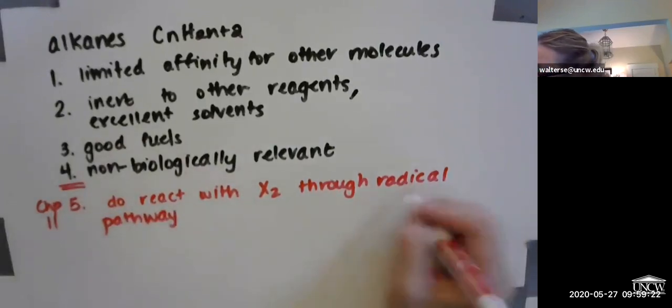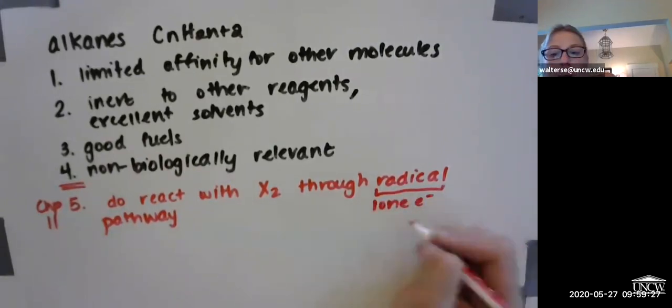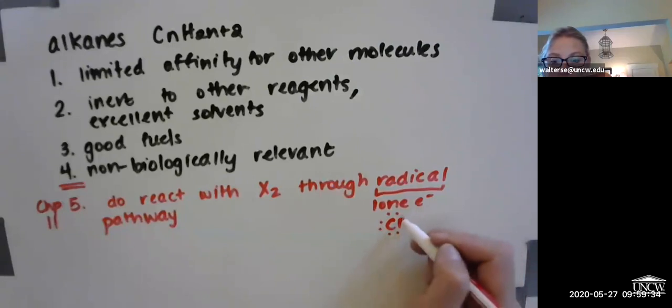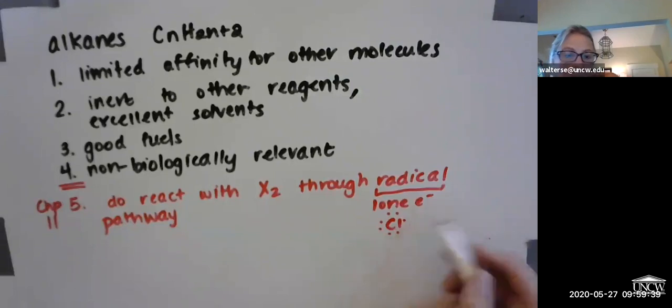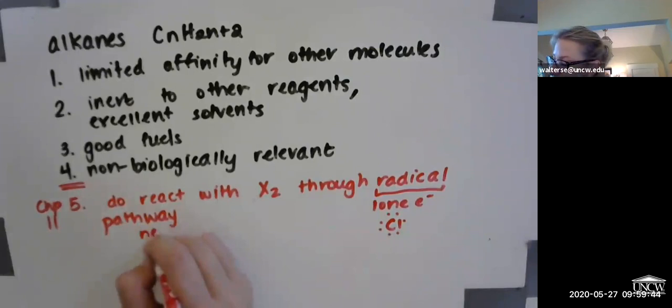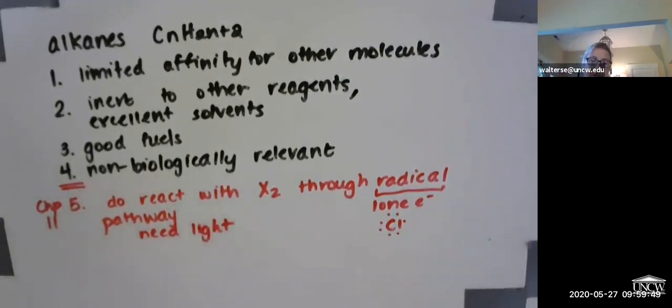Okay, and a radical is something that has a lone electron. So not a pair, but like if you drew this, 1, 2, 3, 4, 5, 6, 7. So this electron over here is all by itself. So that would be called a chlorine radical. In order for this reaction to occur, you need light. And you need light at a very specific wavelength in order to create the first set of radicals. Don't worry about this one until we get to chapter 11.